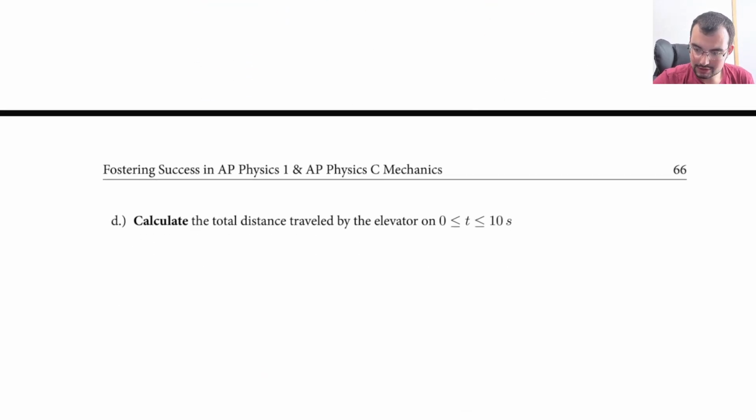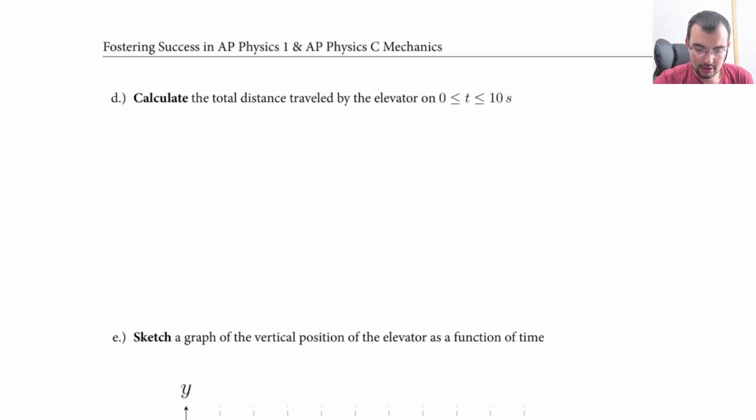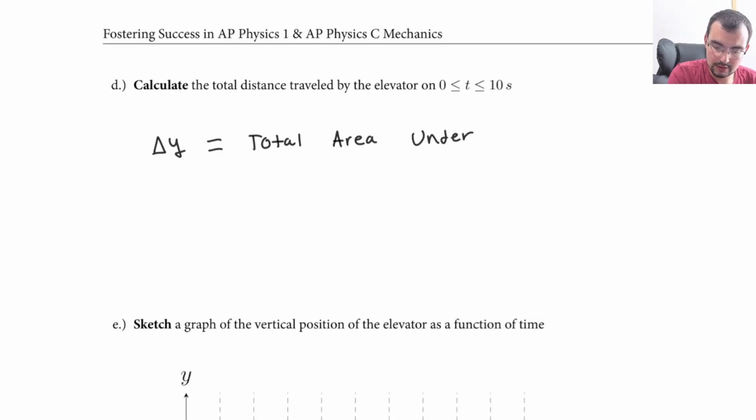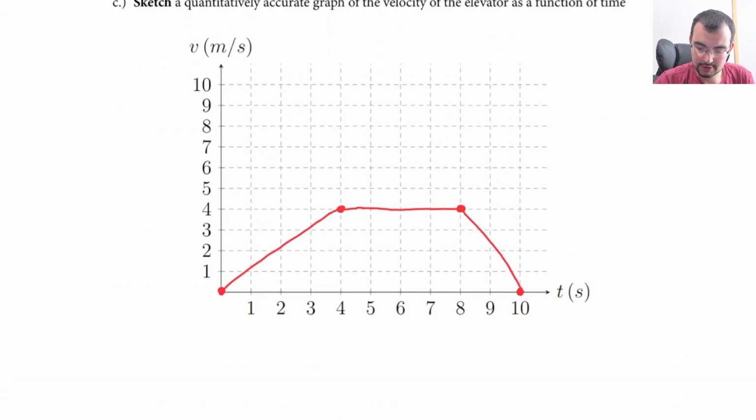Let's calculate the total distance traveled by the elevator. Well, how do I get distance? I can't get it from acceleration because there's the velocity middleman function. So I do know that the distance would just be the displacement in this case. Should really call it delta y. And that's just going to be the total area under the velocity graph. So this is just going to be 3 areas added together. And luckily, we just made a velocity graph.